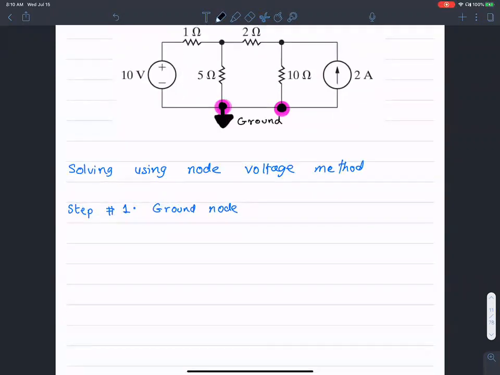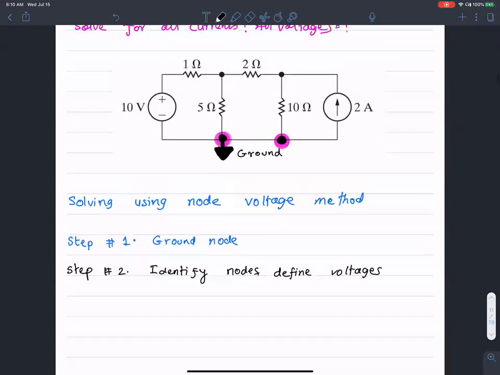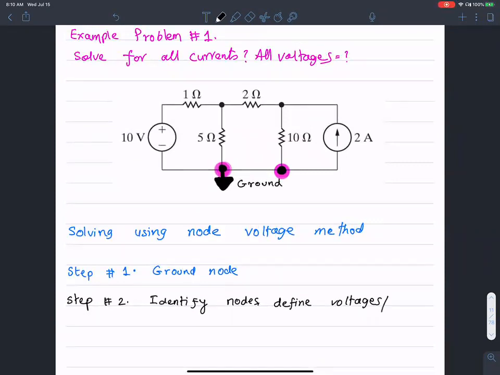Now, step two is to identify different nodes and define voltages. I look at my circuit and see what the different nodes are. That is a node. Remember, a node is an intersection of more than one point.